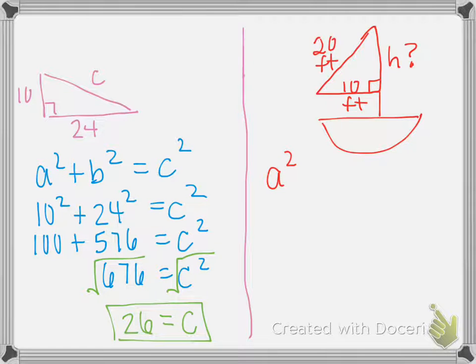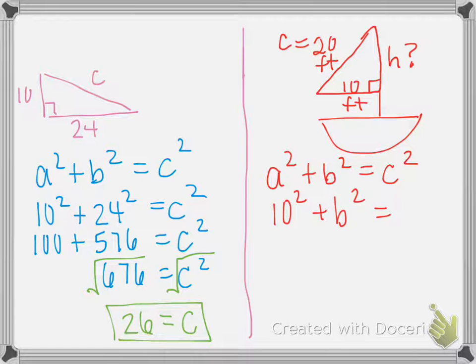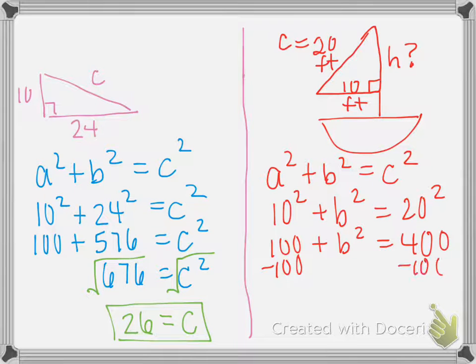So again, we're going to use a squared plus b squared equals c squared. This time c is 20 because that is the hypotenuse, and 10 could be either a or b. So we're going to use it as a. So 10 squared plus b squared equals 20 squared. We're going to square the numbers, so we have 100 plus b squared equals 400. Solving this for b, you need to subtract 100 on both sides. So you get b squared equals 300.